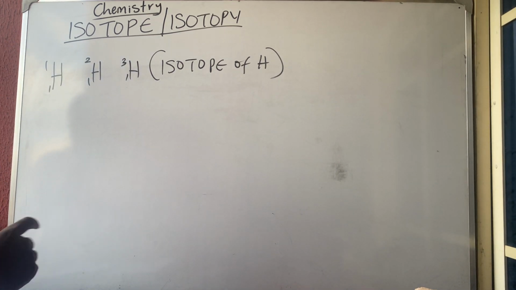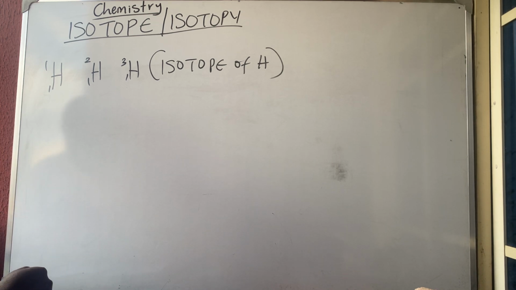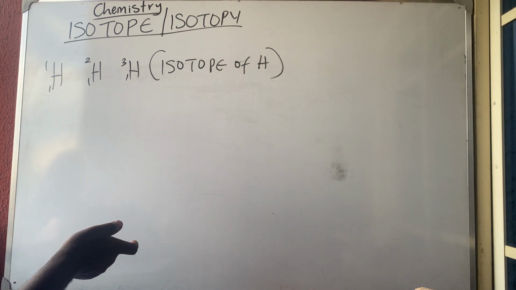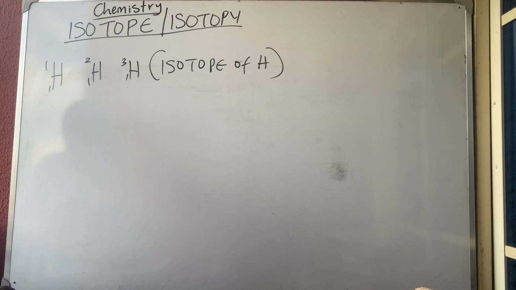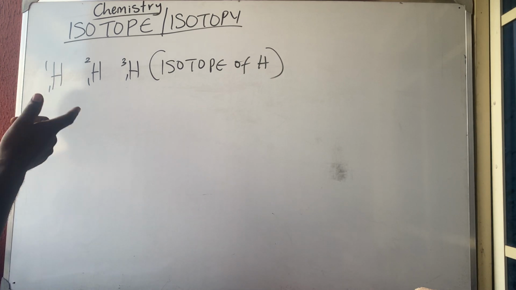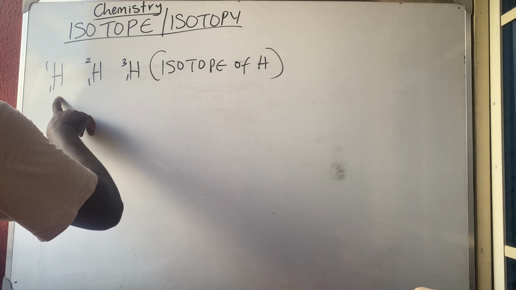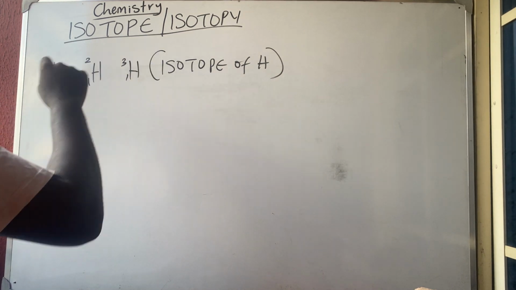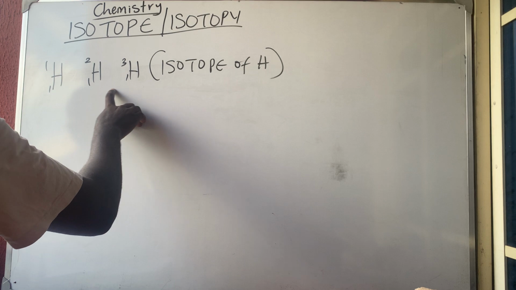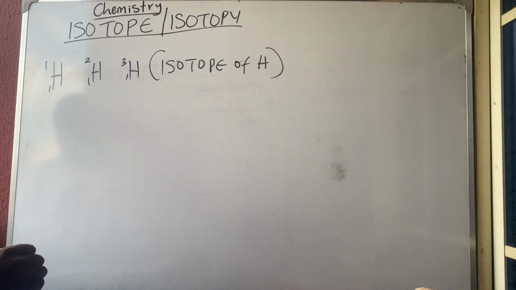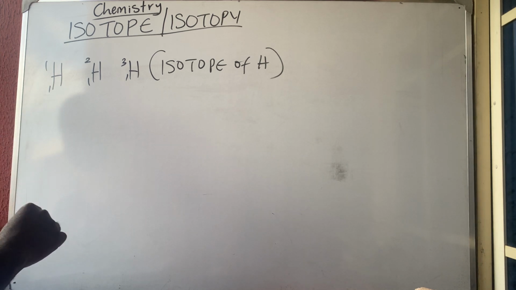So please note the difference between isotope and isotopy. Okay? And don't forget that atomic number is equally the proton number and is equally the electron number. So we can say that isotopy is the phenomenon whereby atoms have the same proton number but different mass number, or the same electron number but different mass number. Okay, very important note.